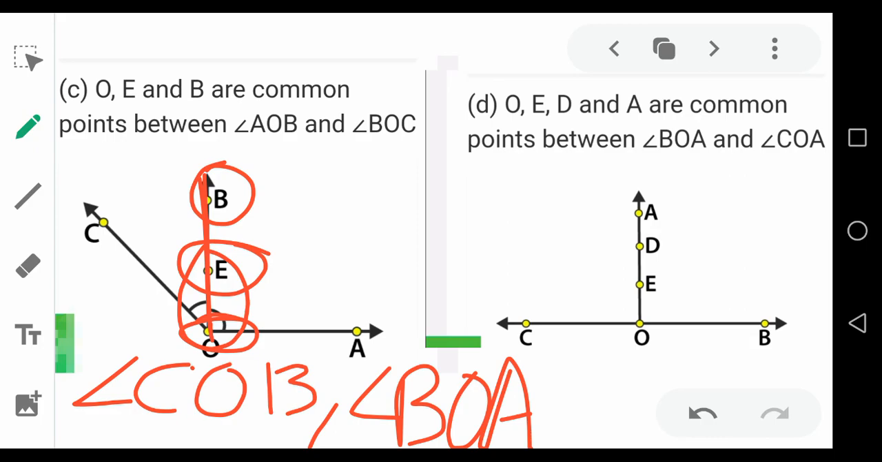Then 4 points in common. You can see these 2 angles. Which are the 4 points common? A, D, E, and O. They are common for both. Common means it should be on the arms of the 2 angles. So this is the arm of this angle, so these points are on this angle. This arm is there for this angle also. So it is common. We have to find the common points and common angles.